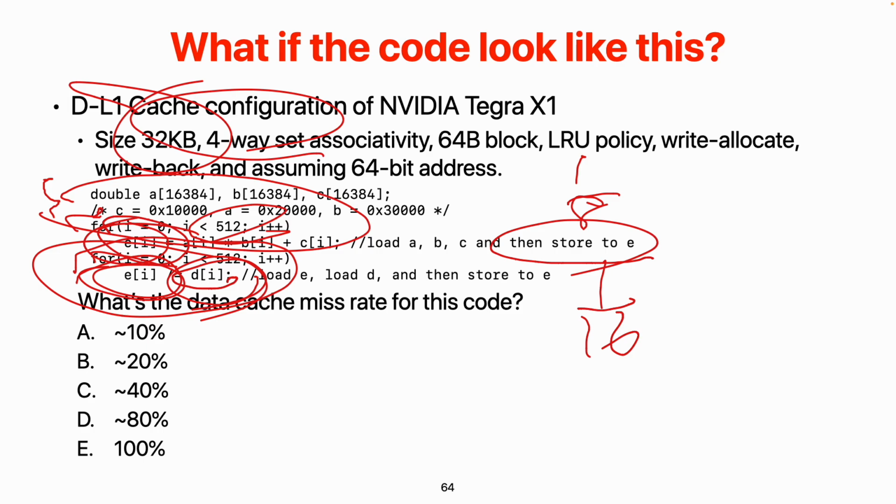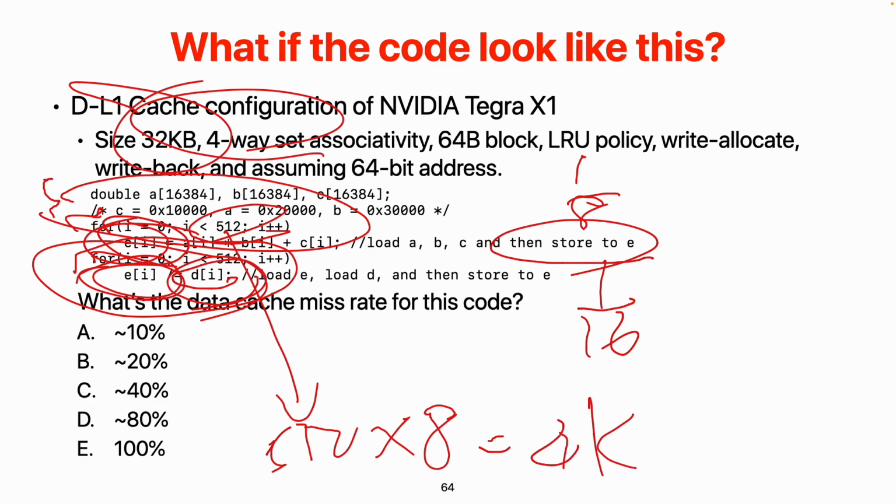If you think about this carefully, for 512 times 8, what is that? 4K. We have 4 data structures, so we only need 16K to store everything. And we have 32 kilobytes, so there's no capacity miss here. Agree?